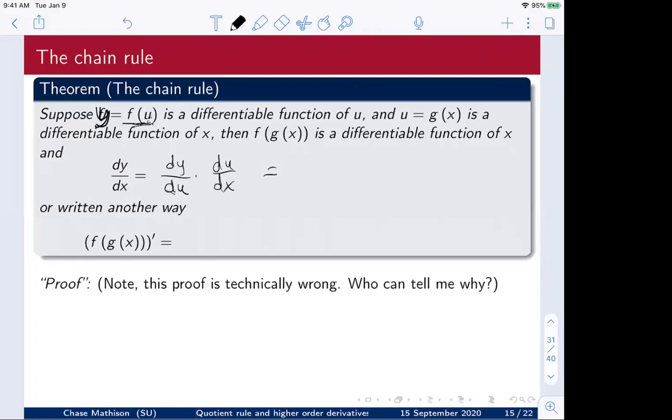Okay. We can write this in another way. The derivative of f of g of x is equal to, you take the derivative of the outside function, which is f prime, and then you plug in the inside function. So f prime of g of x, and then you multiply by the derivative of the inside function.